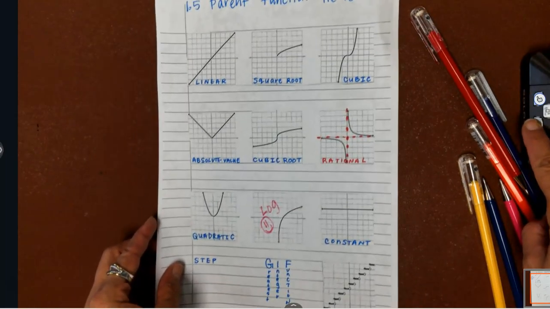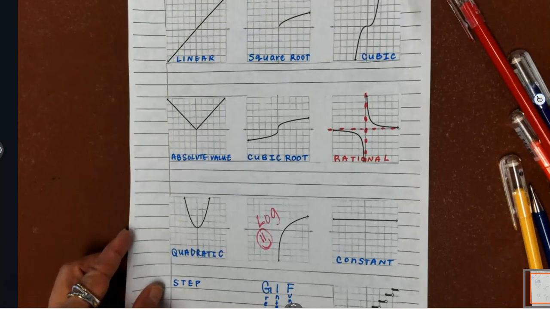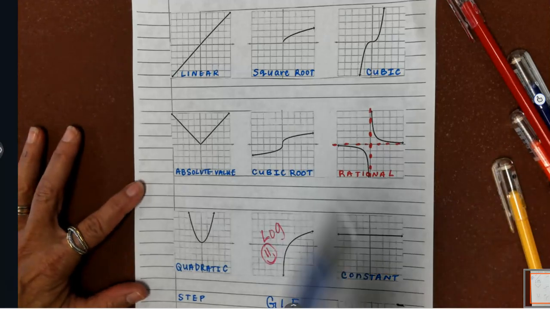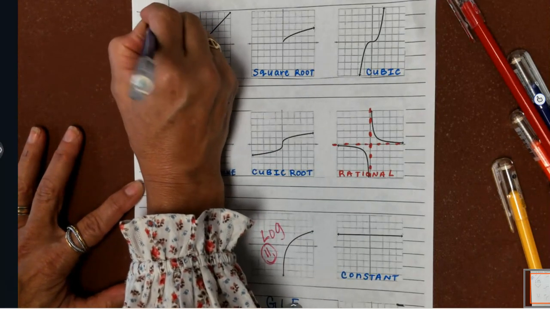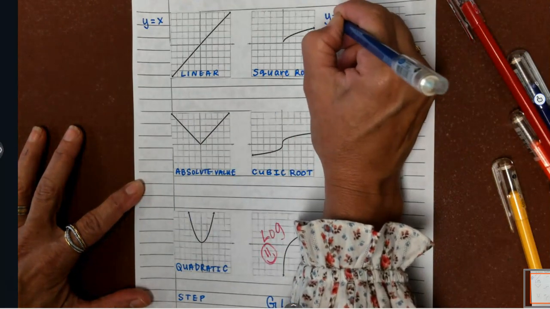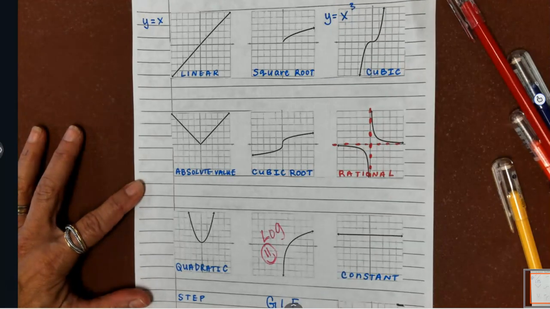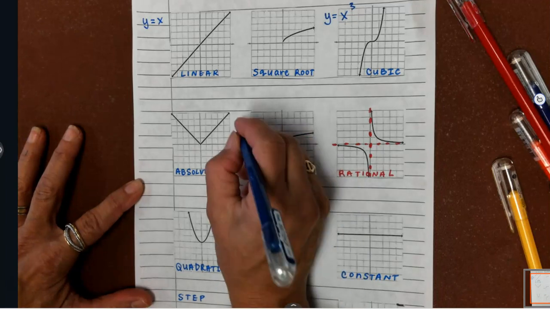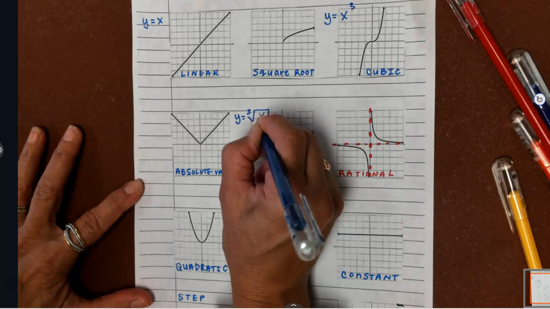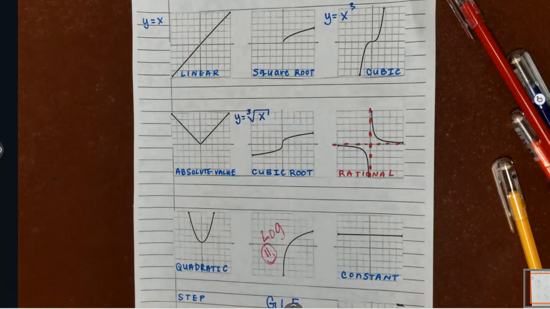Now let's break down some characteristics for this stuff. Back to the top. I am going to talk about this one, which is y equals x. I am going to talk about this one, which is y equals x to the third. What else am I going to talk about with this group? I'm going to talk about this one. This is y equals the cube root of x. And those are the three I'm going to talk about together.